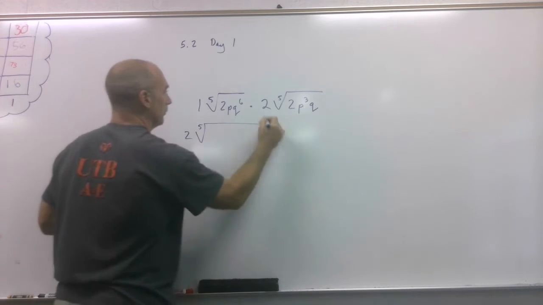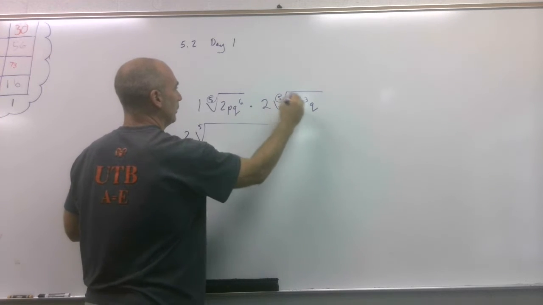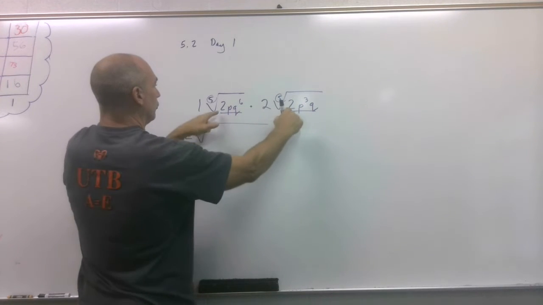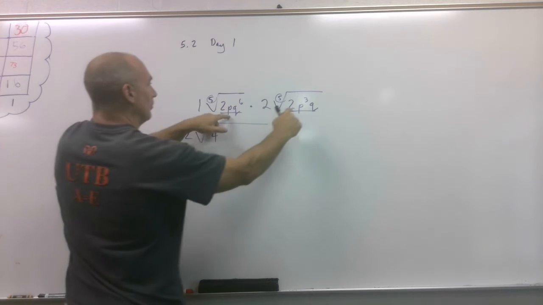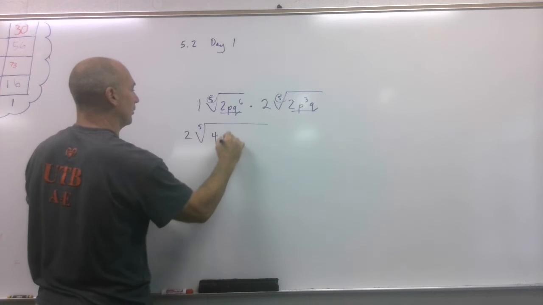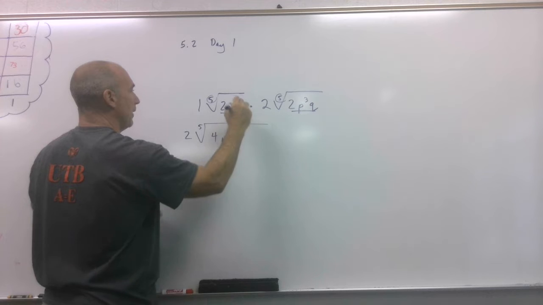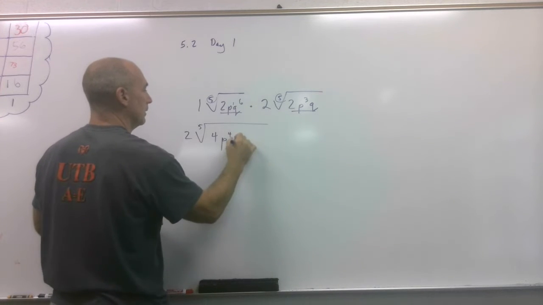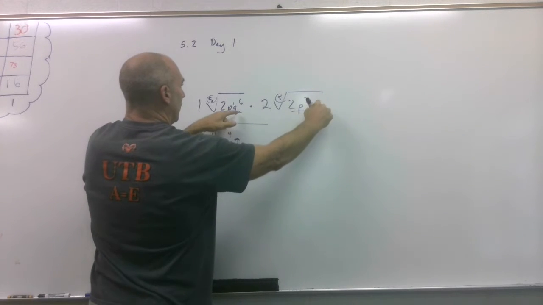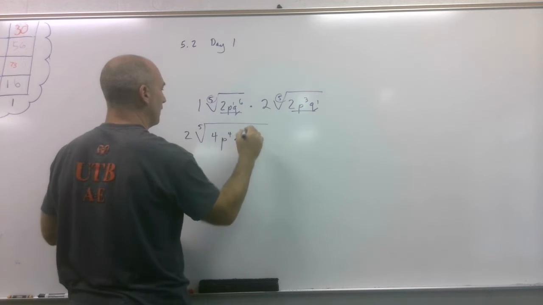And then, remember, if these are the same, we can multiply the stuff underneath here. So 2 times 2 is 4. P times p cubed is p to the 4th, because there's an invisible 1 there, and I add the exponents. Q, there's a 1 there and a 6 there, so that's q to the 7th.